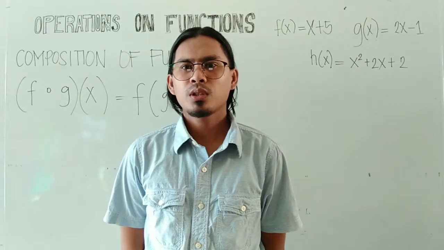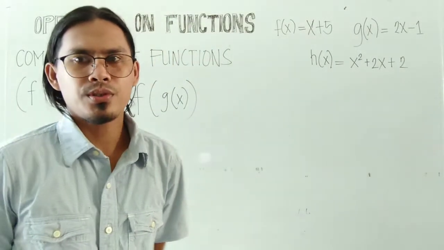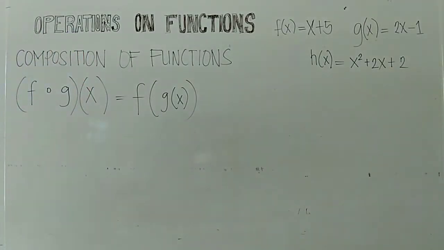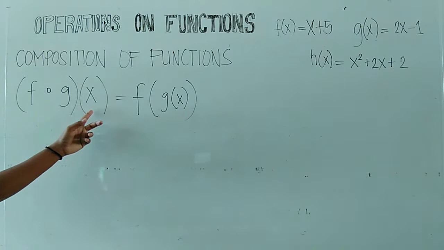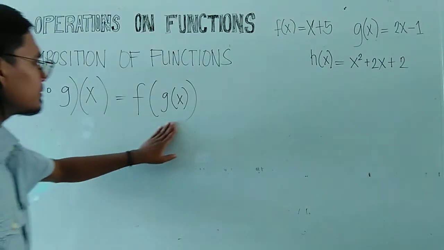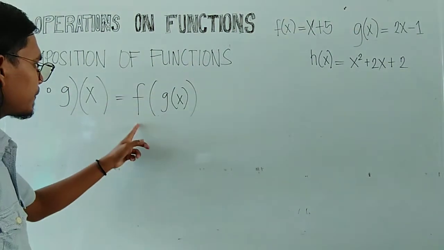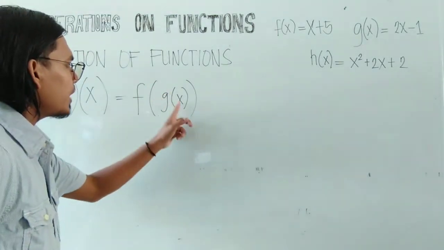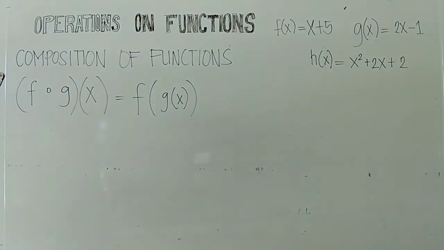So in this video, we'll learn about composition of functions. For example, we have functions f and g, and their composition is denoted by f composed of g of x. We can read it as f of g of x, or we can write it this way: f of g of x. So composition of functions can be part of an operation concerning your functions.